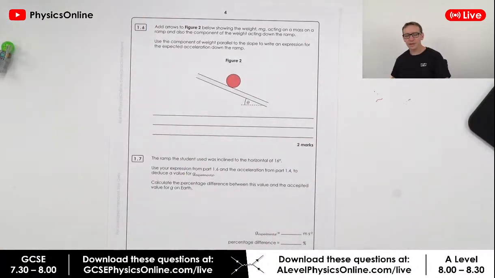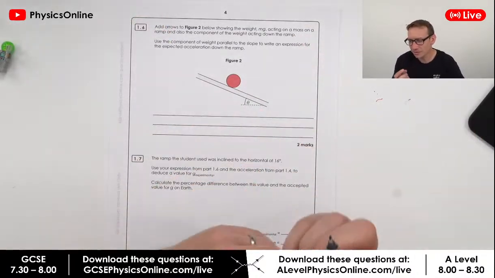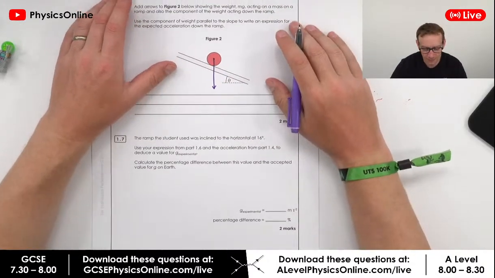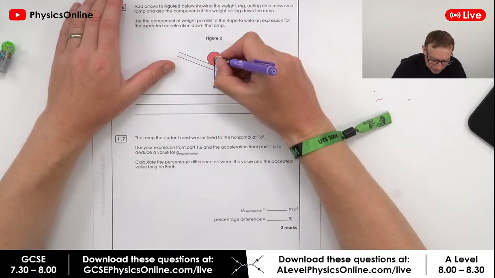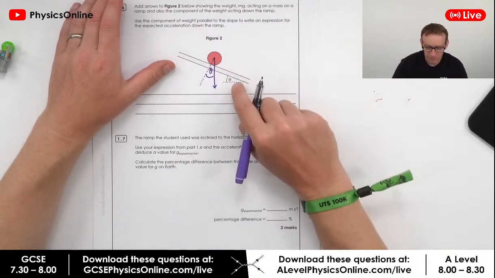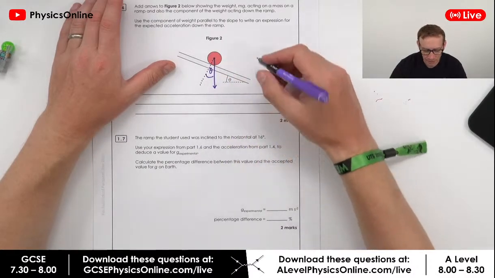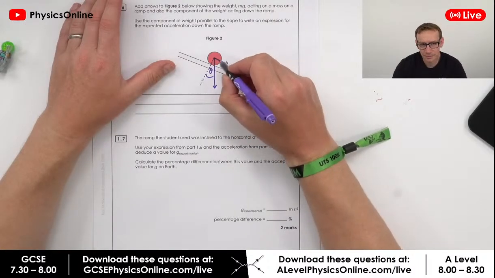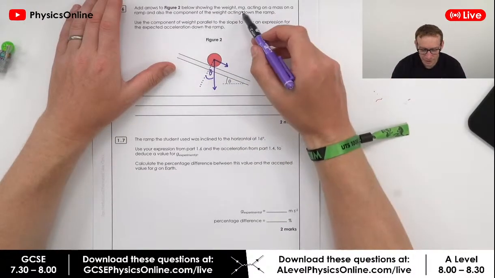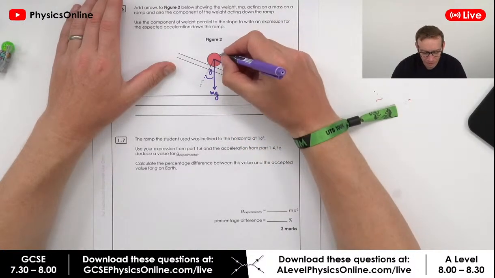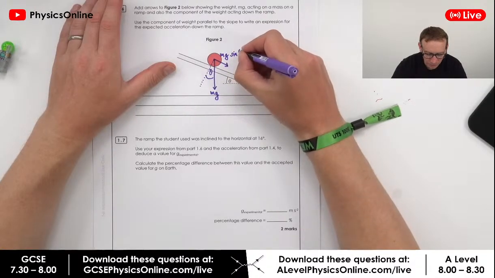So for this one, again, this is kind of like a paper 1 style question. So let's think about the ball. There's going to be a weight force acting vertically down. Now that is going to be at an angle to the slope equal to theta. So if that angle there is theta, this angle here is theta as well. And there's also going to be a component of this weight which is going to be acting parallel to the slope like that. Now the weight is equal to mg, and that means that component of weight parallel to the slope is equal to mg sine theta.